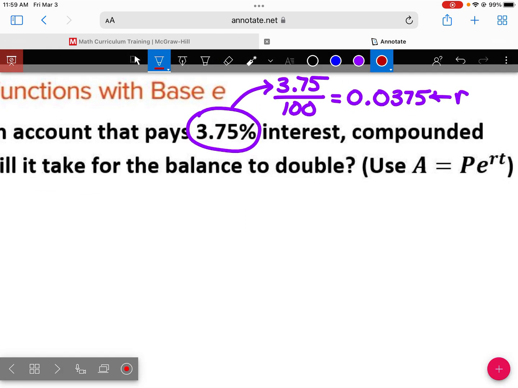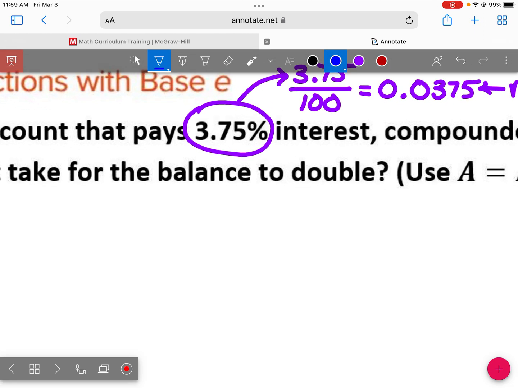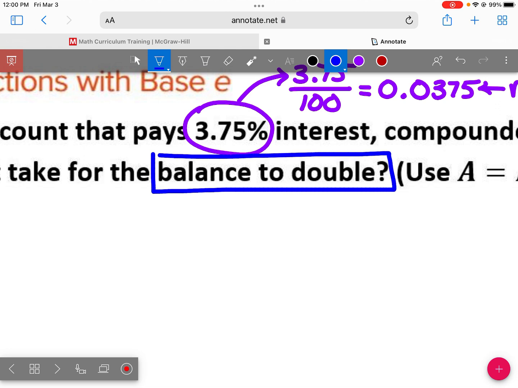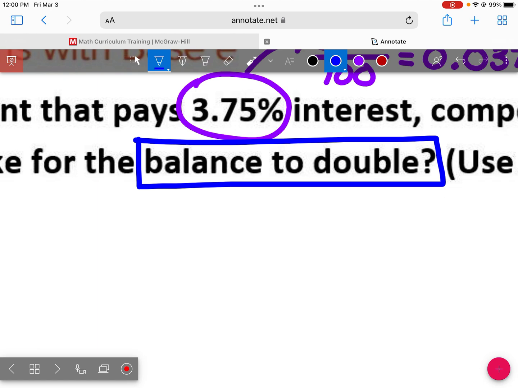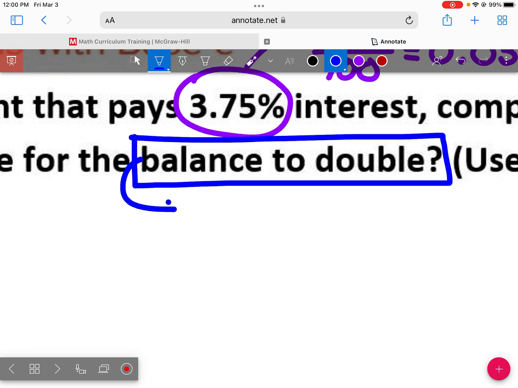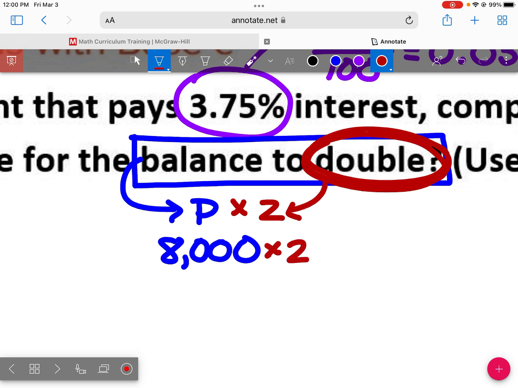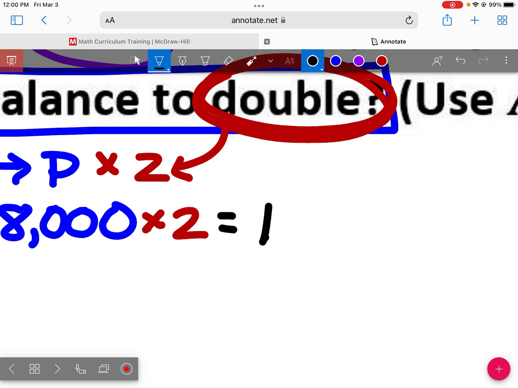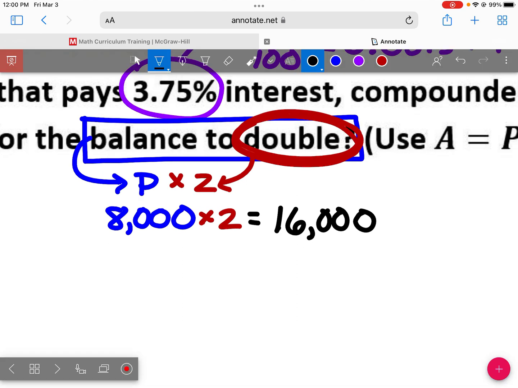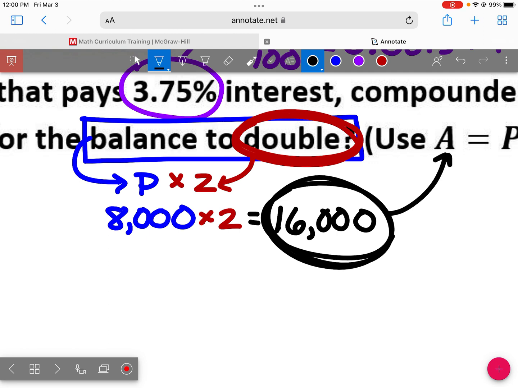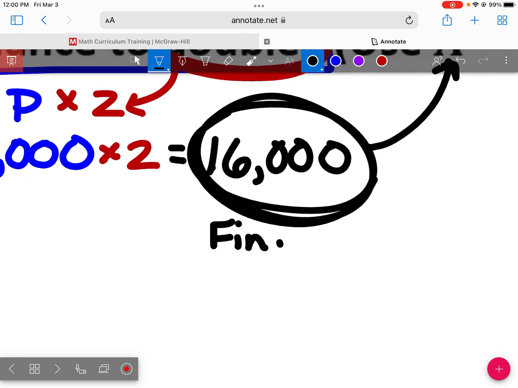Don't we have to find the balance then, the double the balance? There we go. It says, how long will it take for the balance to double? What was the starting balance, the original amount? 8,000. So this is P, 8,000. Would it take 16,000? Why? Because you have to double it. What does double mean to do? Times it by 2. So I'm going to take 8,000 times 2, and you get 16,000. This goes in for A. This is a final amount.